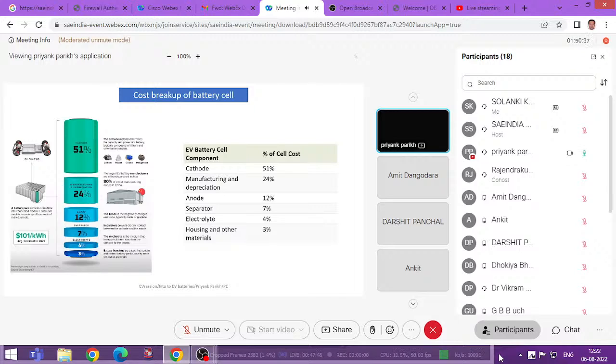This is where you, as an engineer, can see the perspectives of where to reduce the costs, and how going further, which are the potential paths where you can reduce the costs, and ultimately this is going to affect the final cost of the EVs.